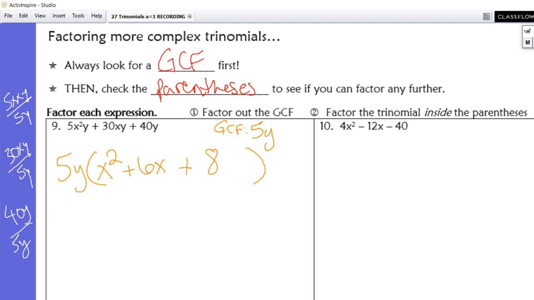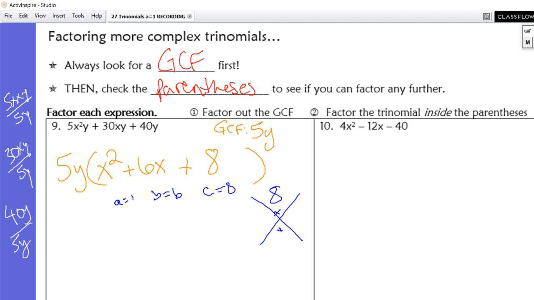I don't have to have a letter after that. Okay, now I'm going to look inside my parentheses. Inside the parentheses, I notice there's a trinomial, and in that trinomial, a is equal to 1, b is equal to 6, and c is equal to 8. So I'm going to think about my x game. I need to multiply to AC and add up to b.